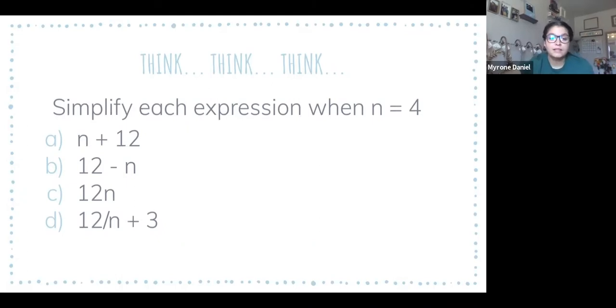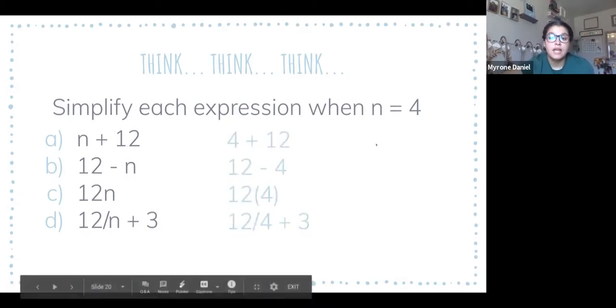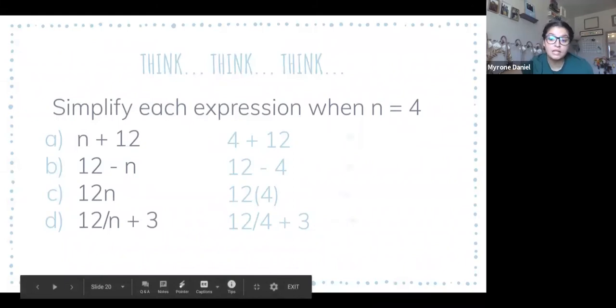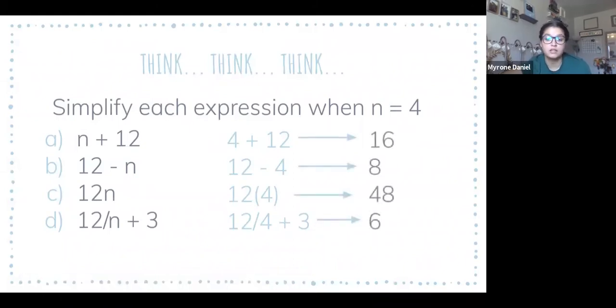Okay, welcome back. So now that we've simplified these expressions, we should have done something like this. We should have inputted the n where the n is, and we put 4. So I did 4 plus 12, 12 minus 4, 12 times 4, 12 divided by 4 plus 3. And these should have been our answers: 16, 8, 48, and 6.